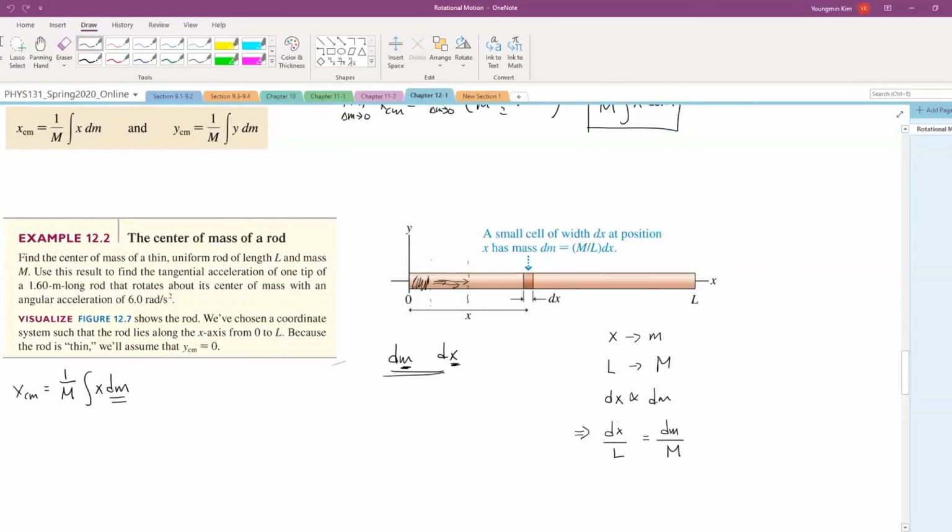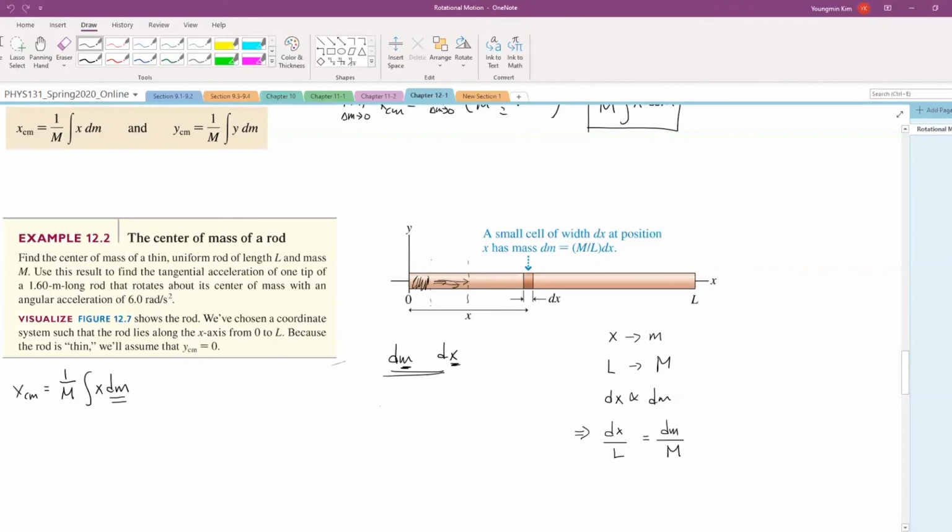So my dx, the infinitesimally small increment of length, in terms of ratio, dx divided by the total length is equal to the infinitesimally small amount of mass divided by the total mass. So now I have the relationship between dx and dm. As I told you before, your job is to substitute dm in terms of dx so that you can actually integrate in a meaningful way. If you try to integrate with respect to m, it will give you a trivial result.